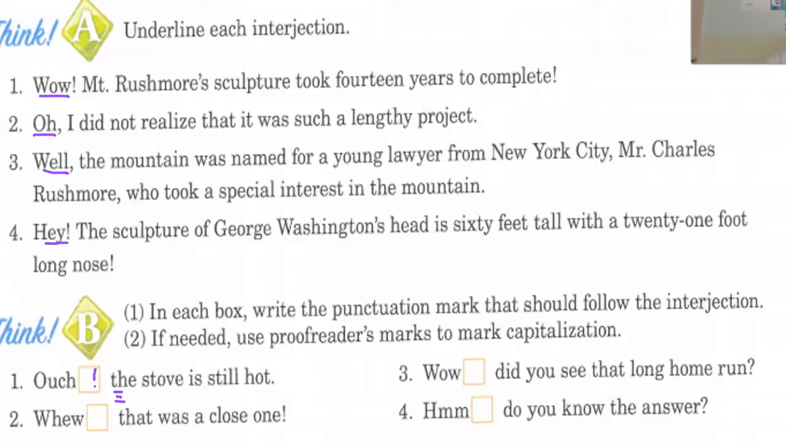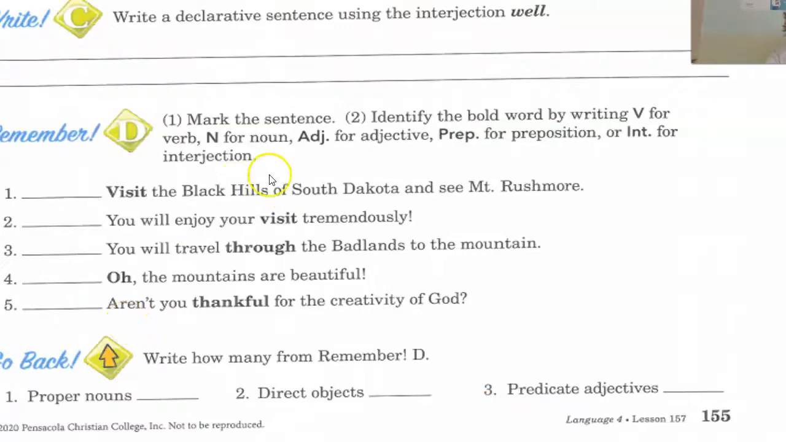All right, for number 2, that would have been exclamation point, capital T. For number 3, it would be exclamation point, capital D. And for 4, it would have been a comma with no capitalization. I will have you go back and do letter C at the end, but let's look at number 1. Mark the sentence. What is the verb in this sentence, class? It is visit. So if visit is my verb, what is the subject of my sentence?